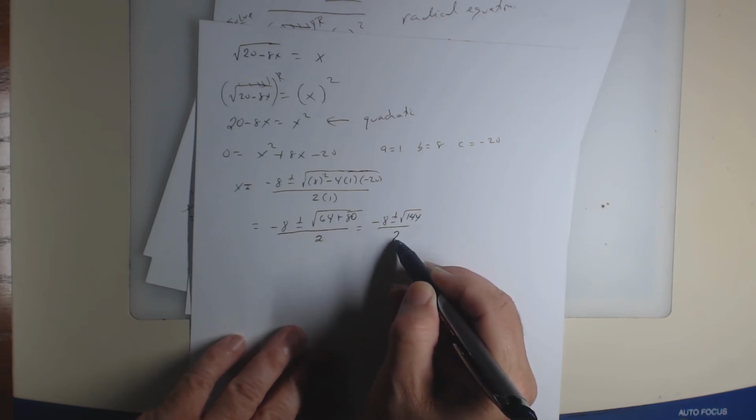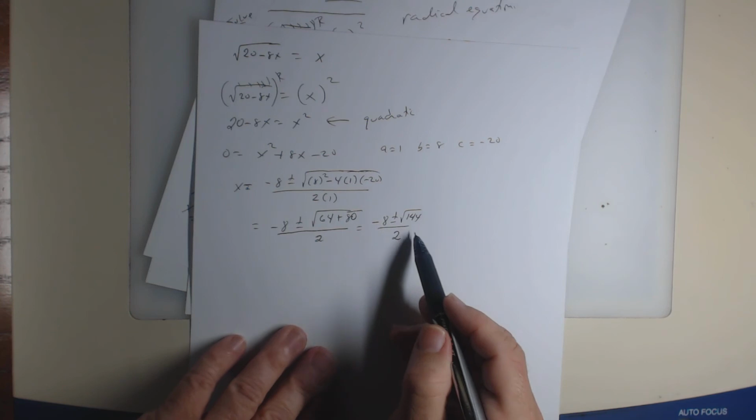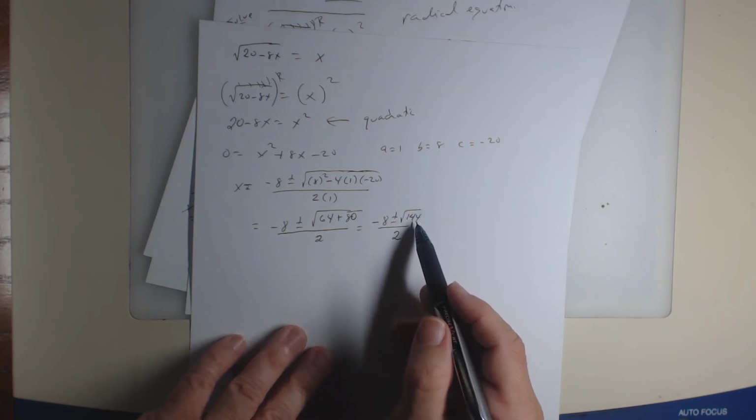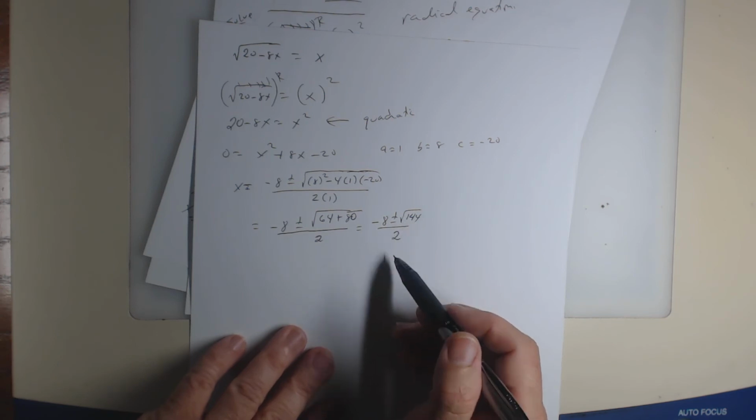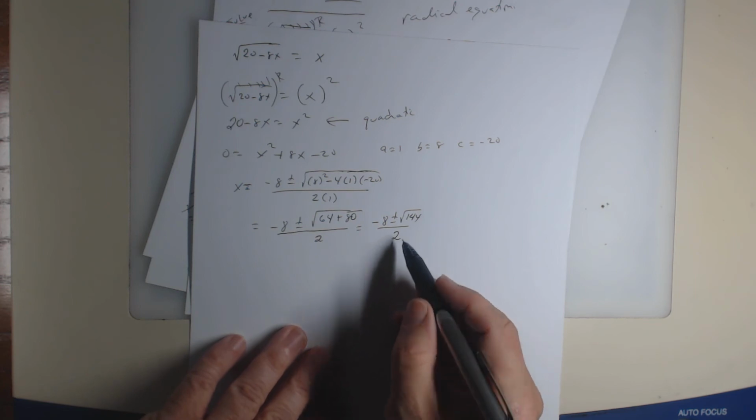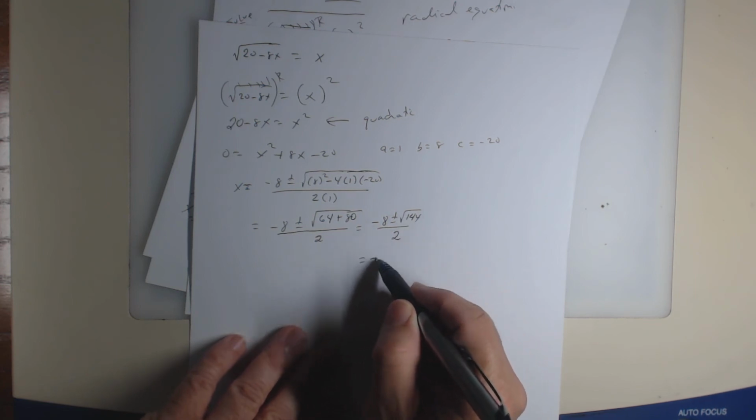144, right? All over 2. Is 144 a perfect square? Yes. So my discriminant is positive, so I'm going to get 2 what? What kind of solutions? 2 rational. All right, so the square root of 144 is 12, correct?